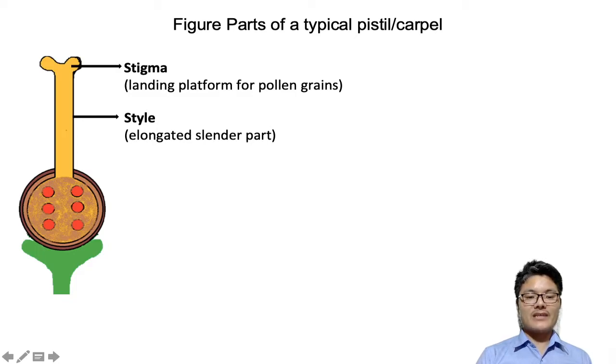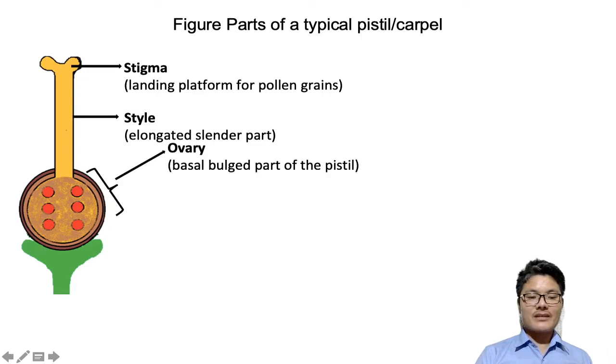which is known as style. So style is adjoining the stigma to the ovary, and the ovary is the basal bulged part of the pistil. So pistil is usually having an ovary. The main structure of the pistil is the ovary, and the ovary is a bulged proximal end or basal part of the pistil.